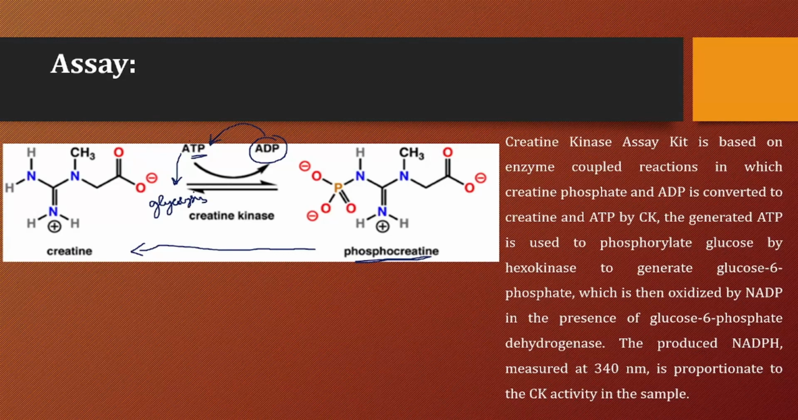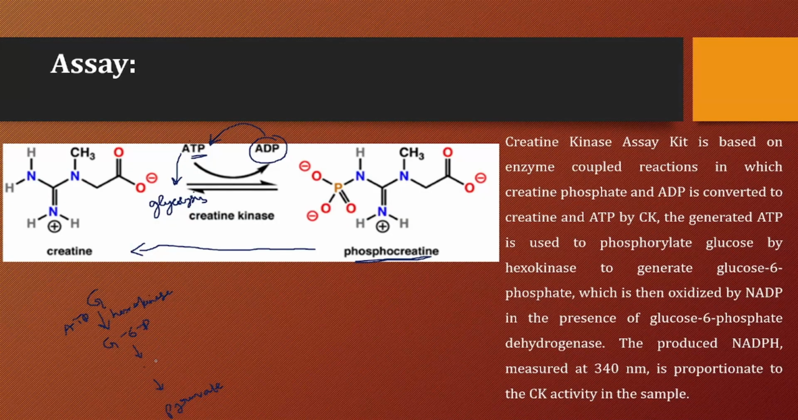Where it is used in glycolysis: you remember the first step of glycolysis is from glucose, by the action of the hexokinase enzyme. This is another hexokinase enzyme, and with the help of ATP you give glucose 6-phosphate. Then from glucose 6-phosphate you generate fructose 6-phosphate, and ultimately, after a series of steps, you generate pyruvate. So this is the ultimate step of glycolysis.